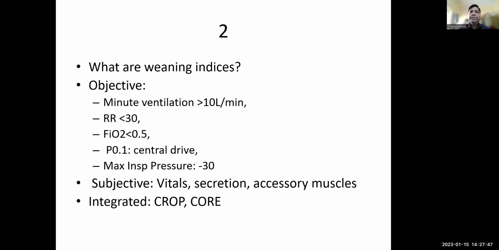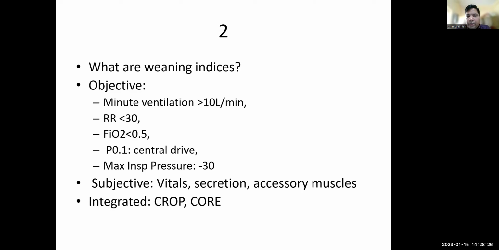So if somebody is requiring a minute ventilation of more than 10, or some books say more than 15 liters per minute to maintain their carbon dioxide levels, then that is too high a minute ventilation to take them off the ventilator at this point. If you are very tachypneic, your respiratory rate is more than 30, or your FiO2 requirement is more than 50%, then again, these are objective weaning criteria which should prevent you from starting to wean.